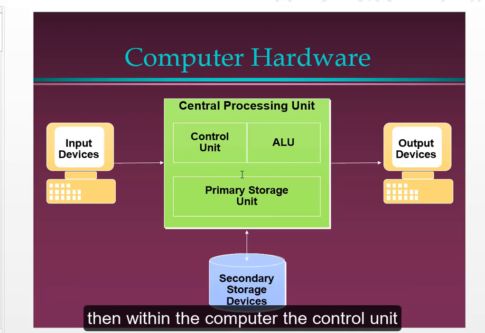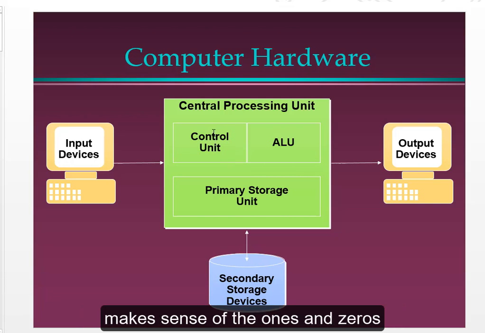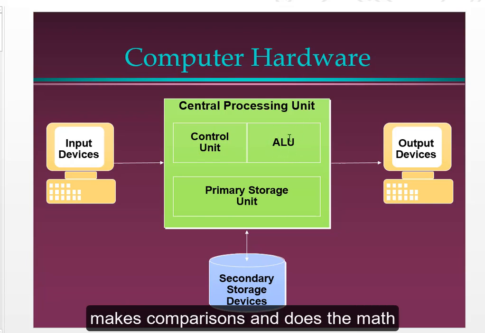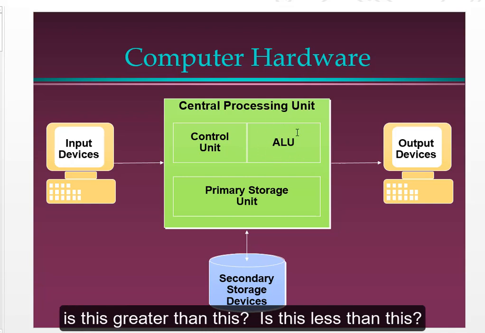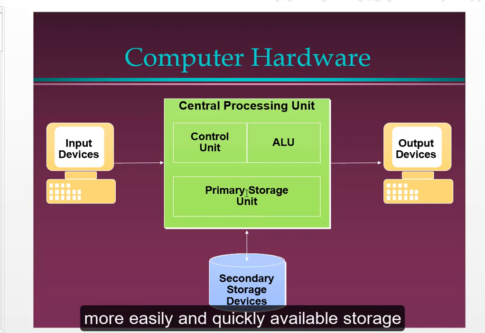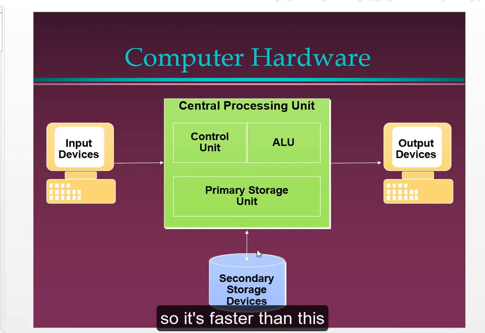Then within the computer, the control unit makes sense of the ones and zeros. The arithmetic logic unit, ALU, makes comparisons and does the math. Is this greater than this? Is this less than this? Etc. And primary storage is more easily and quickly available storage. So it's faster than this.